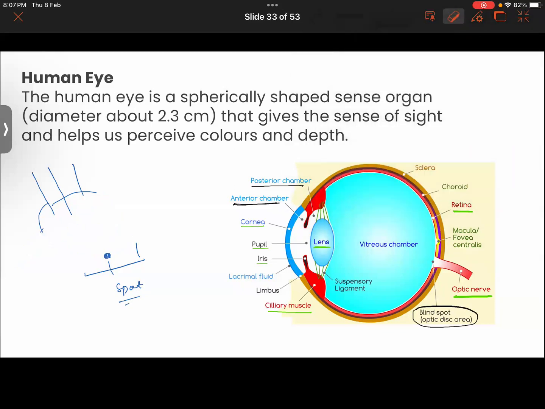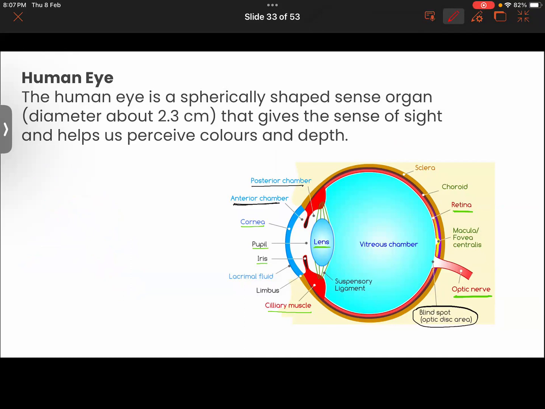So simply I wanted to explain that the cornea actually helps, a little bit, to converge the light rays also. Getting it now? So that is the cornea. Okay, so it is helping to converge also, right?